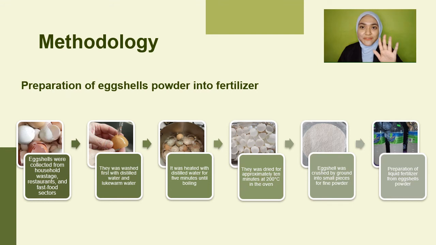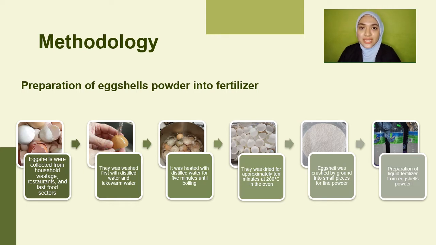There are 5 main methodologies that I had used in this research. The first method is preparation of eggshell powder into liquid fertilizer. For this method, eggshells were collected from household wastage, restaurants, and fast food sectors. They were washed first with distilled water and lukewarm water to eliminate bacterial and virus contamination.